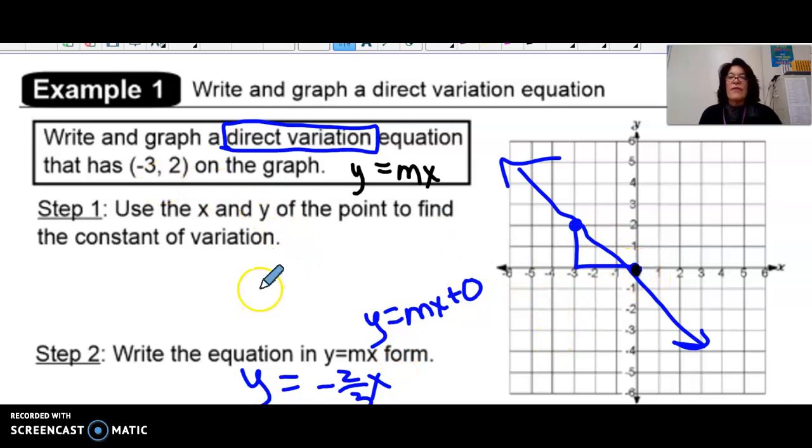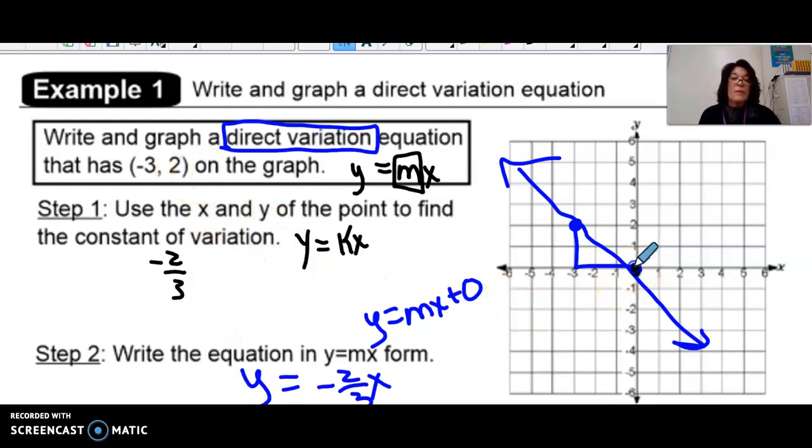Use x and y to find the constant of variation. The constant of variation is what they call the slope. Sometimes you'll see it written this way, y equals kx. Sometimes I like to just still write it y equals mx, but just to stress that this is the constant of variation. This is how the x and y are always changing in relationship with each other. Okay, so I already found it. The constant of variation is negative 2/3.